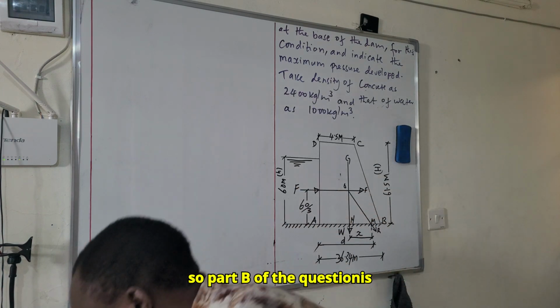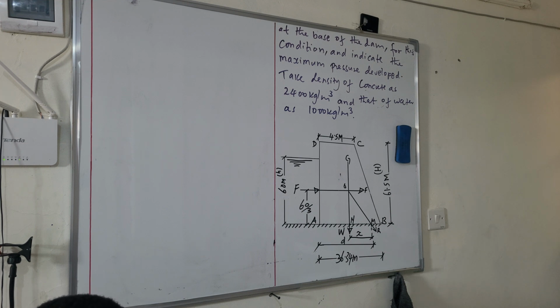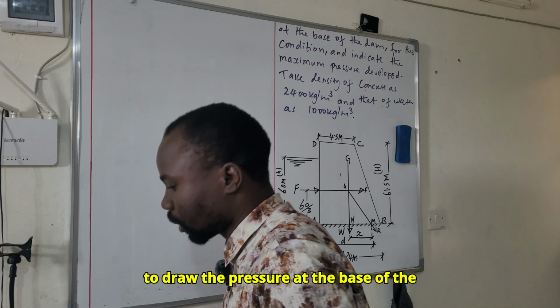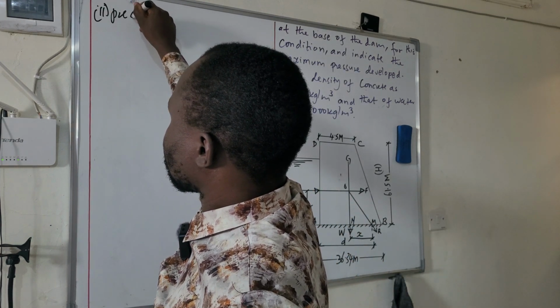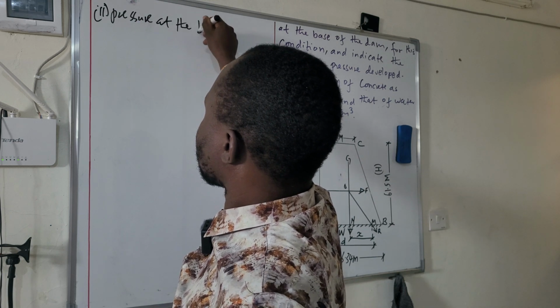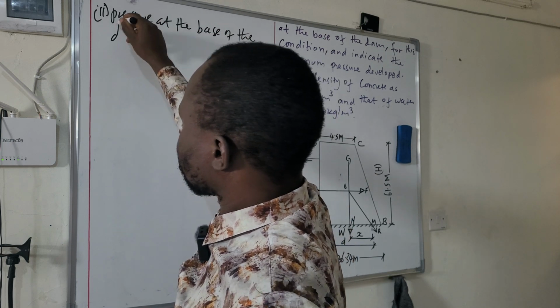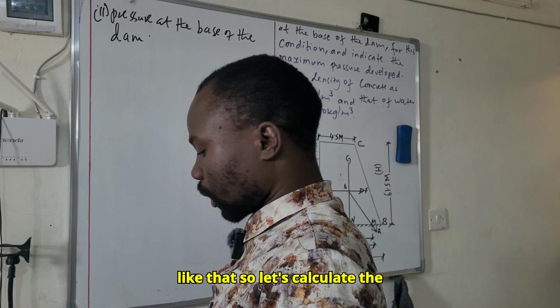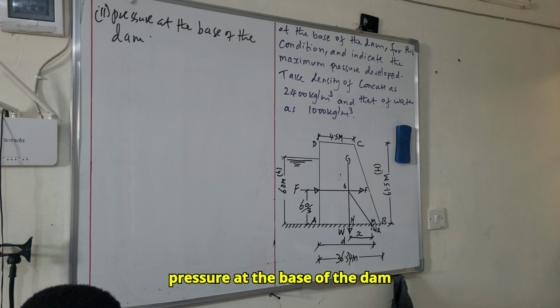So part B of the question is asking to draw the pressure at the base of the dam. So, pressure at the base of the dam, like that. So let's calculate the pressure at the base of the dam.